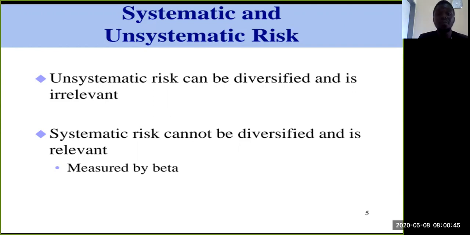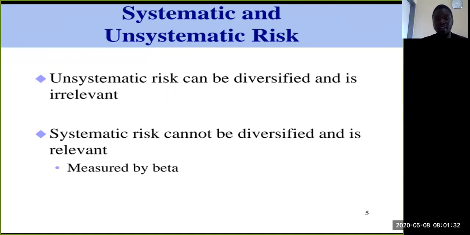We've got unsystematic risk can be diversified and is irrelevant. Like we saw, diversifying is investing into different types of stock, and just having one stock might not be a better thing to do because its standalone risk is going to be high compared to that of the portfolio. So diversifying the stock is a better option because you will be able to lower the standalone risk that is associated with different types of stock.